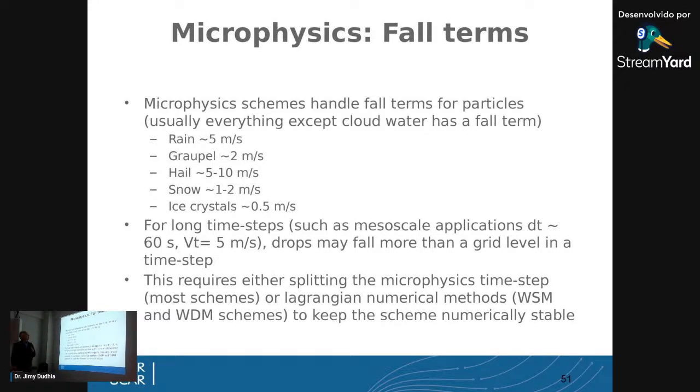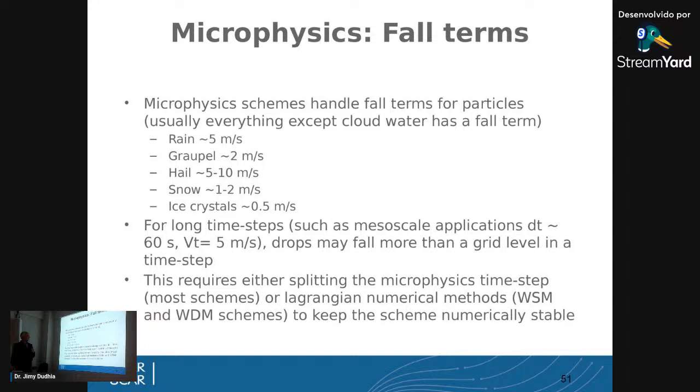The microphysics schemes handle fall terms for particles. Usually everything except cloud water has a fall term. These numbers are given here, the typical fall speeds. Even ice crystals have a fall speed of 0.5 meter a second. That's important for depleting cirrus clouds in a reasonable length of time.